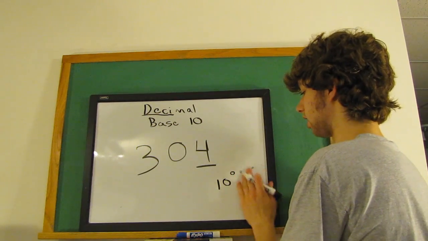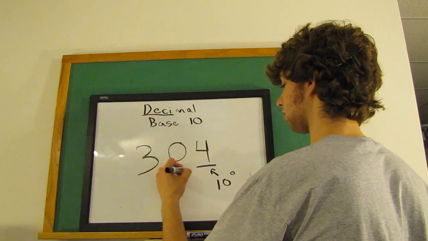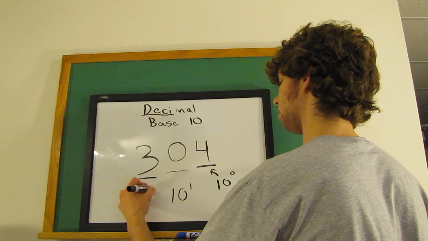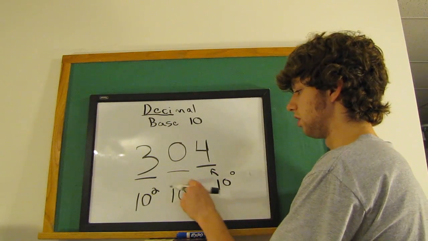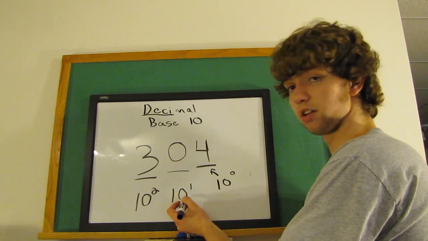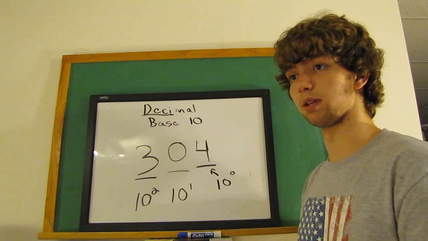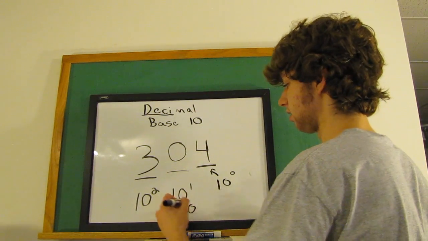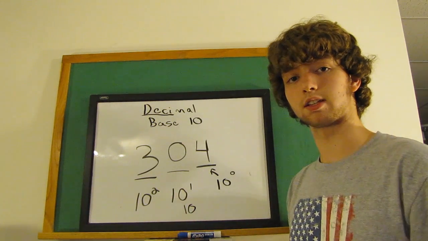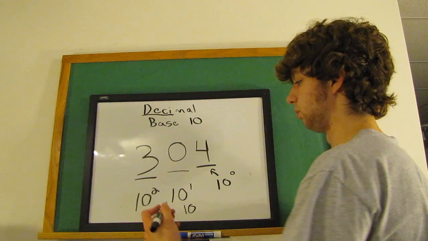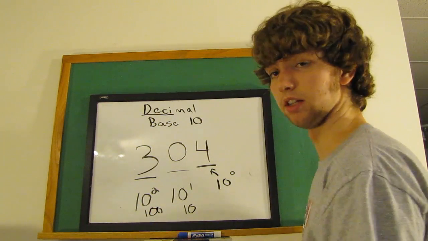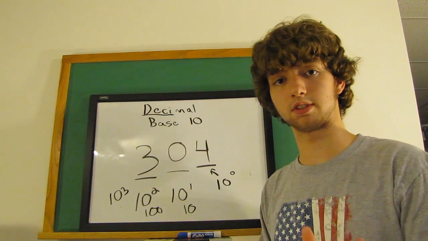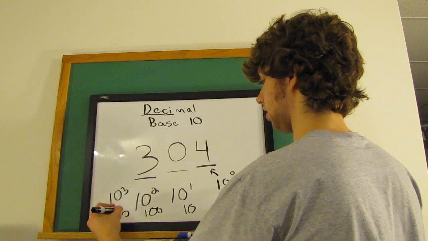Alright, so we can assign this 10 to the 0, this 10 to the first, and this 10 to the second. So you can see it goes up 1 each time. So if you see 10 to the power of 1, that is the same thing as saying 10 times 1, which is equal to 10. Now 10 to the second power, that's like saying 10 times 10, which is equal to 100. If we had another one, it would be 10 to the third, which is like saying 10 times 10 times 10, or 1,000, and so forth.